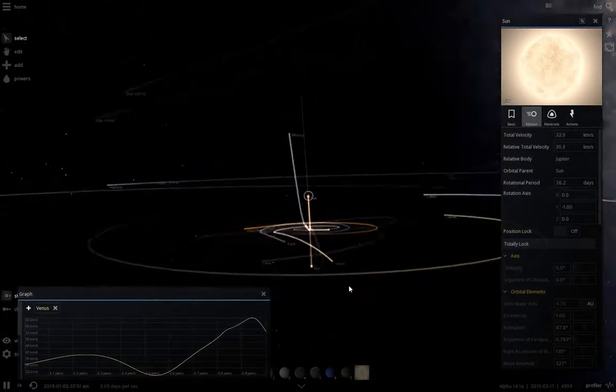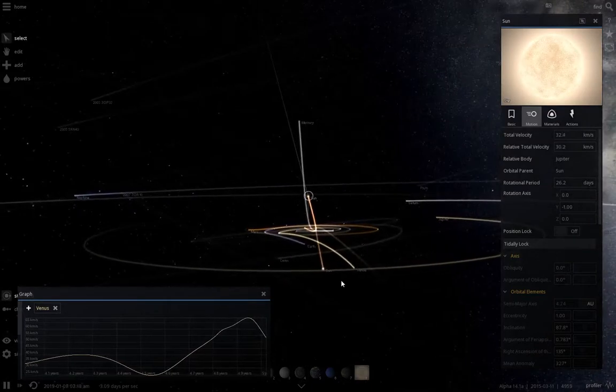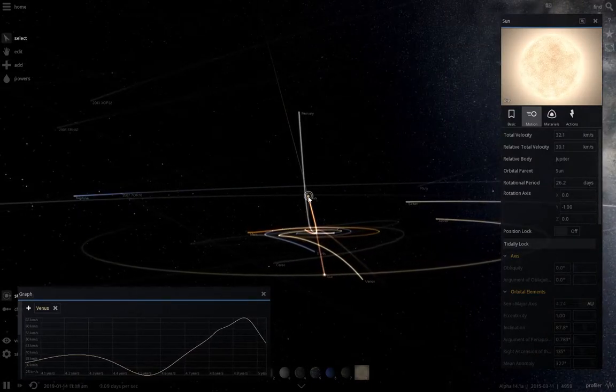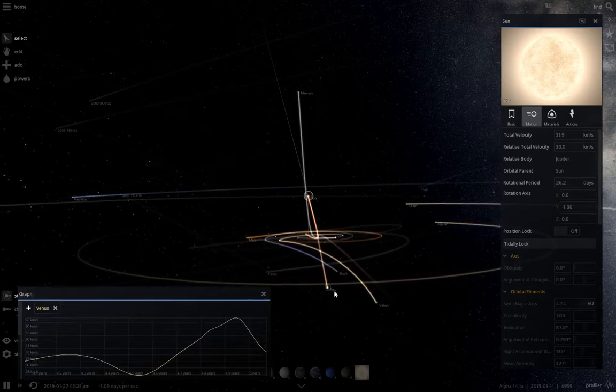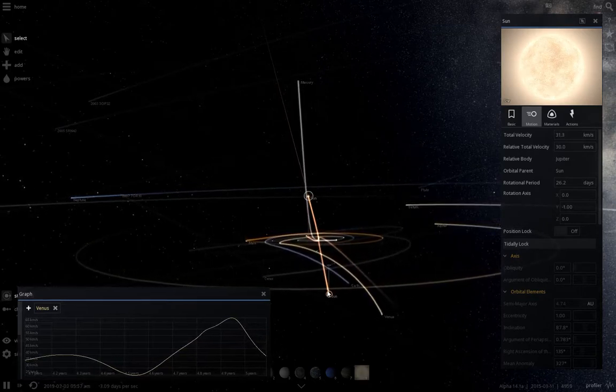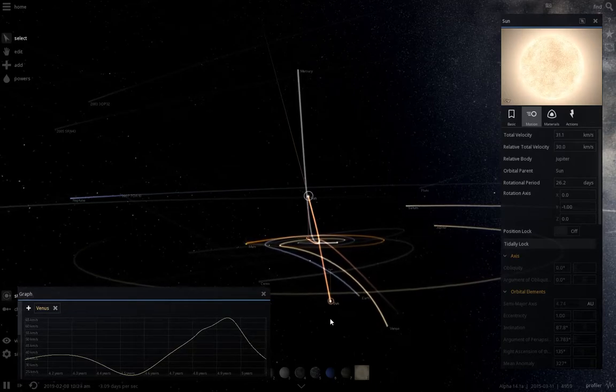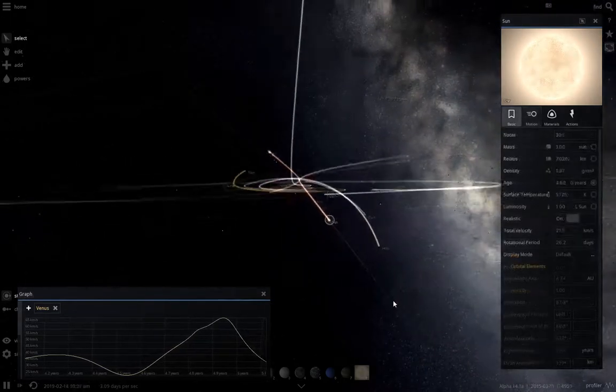It's now beginning to create its own sine graph again, because this sun is beginning to move away and not really have as much of an effect on Venus's orbit, and this sun will soon begin to maintain a normal velocity.